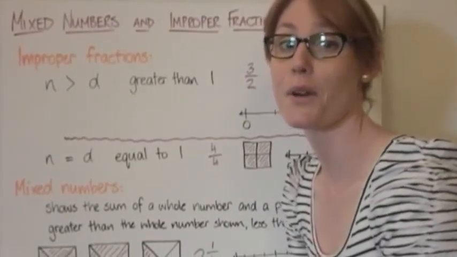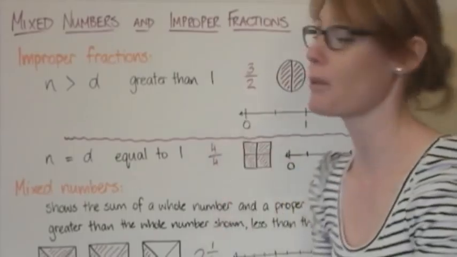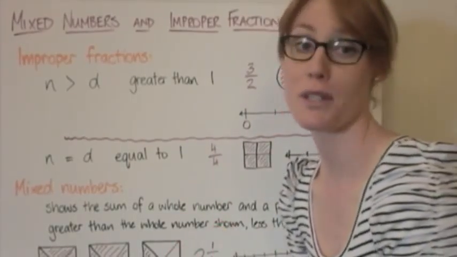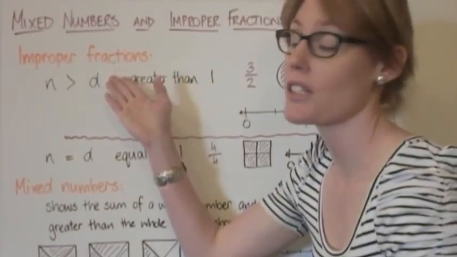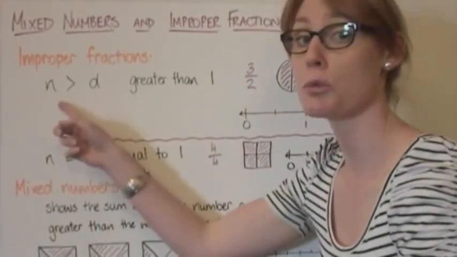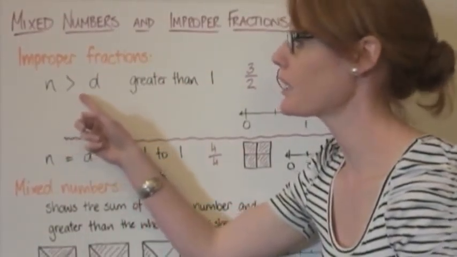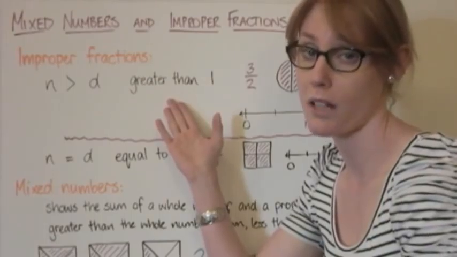Hi everyone, today we're going to look at mixed numbers and improper fractions. Before we get to know them a little deeper, let's review what they are. An improper fraction is a fraction where the numerator can be greater than the denominator. In this case, the fraction will be greater than 1.